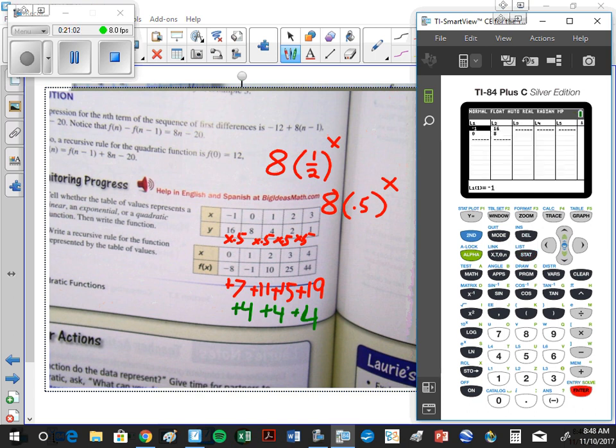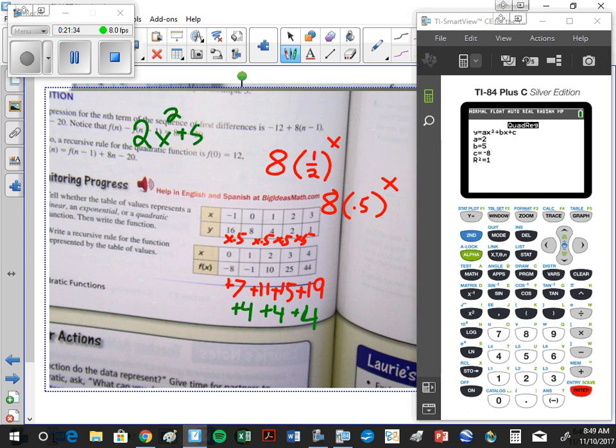Okay. 0, 1, and 2. And -8, -1, and 10. Stat, calc, and quadratic regression. And the equation is 2x squared plus 5x minus 8. Easy enough, right?